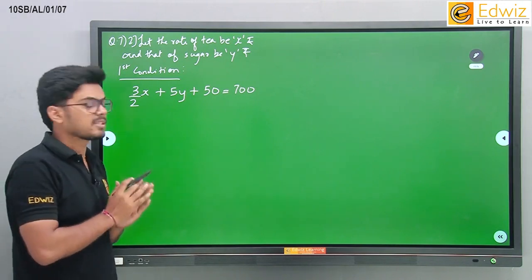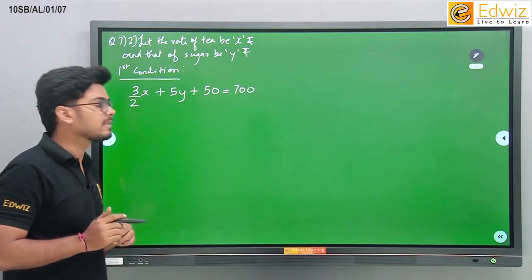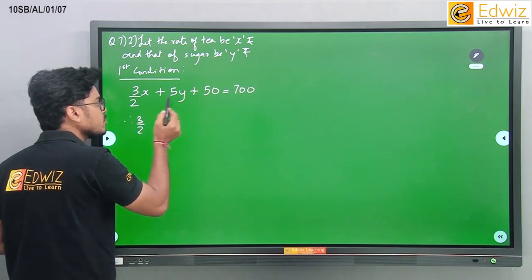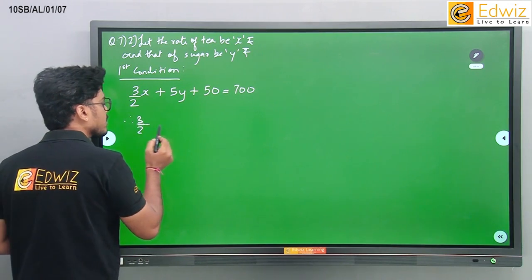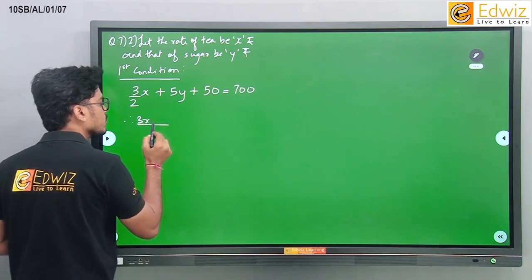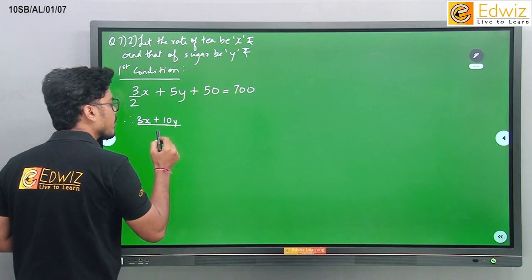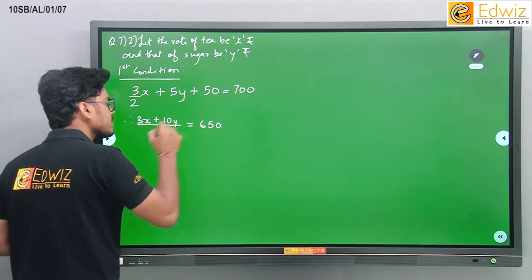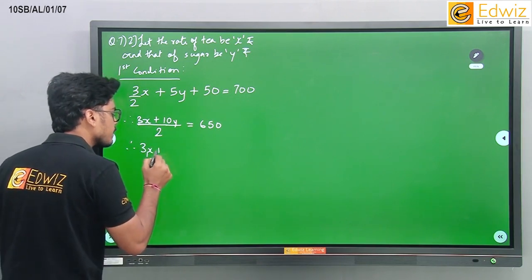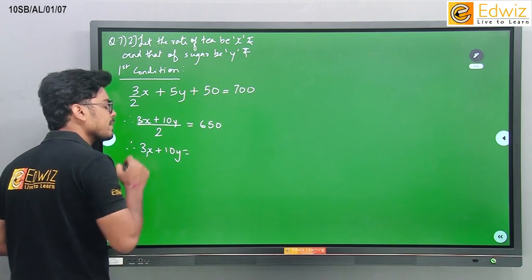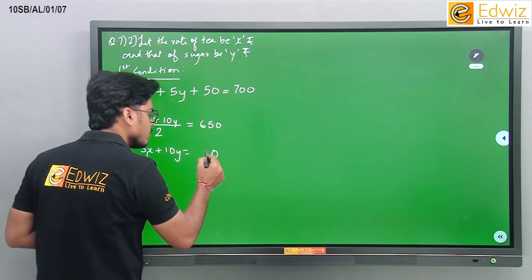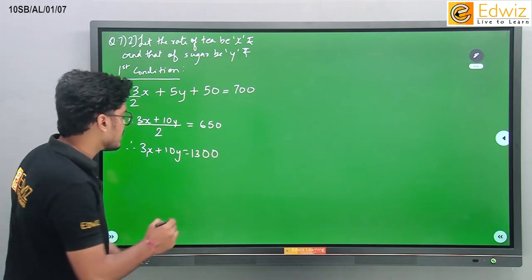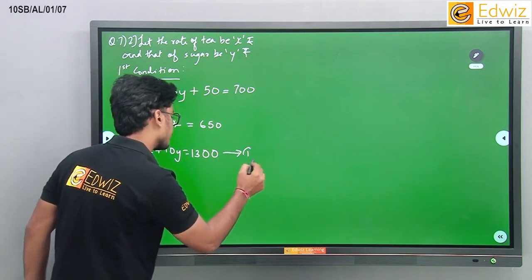We will shuffle it a little and write it like a normal equation. Take this 50 on the other side, 3/2. Now this 2 will get multiplied with 5, so the denominator of both becomes 2. So (3x plus 10y) upon 2 equal to 750 minus 50, that is 650. Take this 2 on the other side, 3x plus 10y will be equal to 2 multiplied by 650, that is 1300. Correct? This becomes the first equation here.